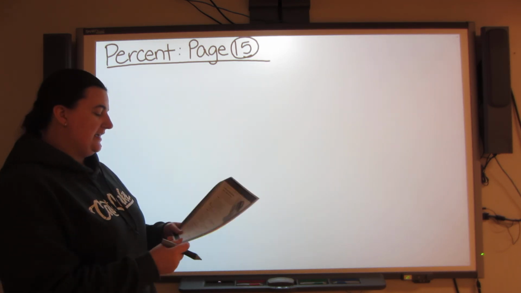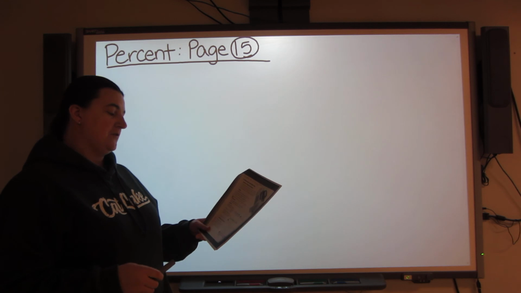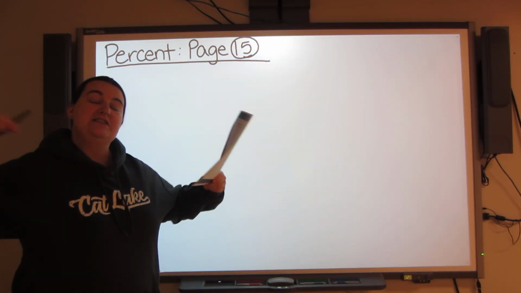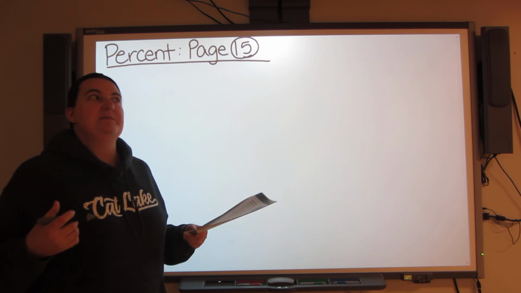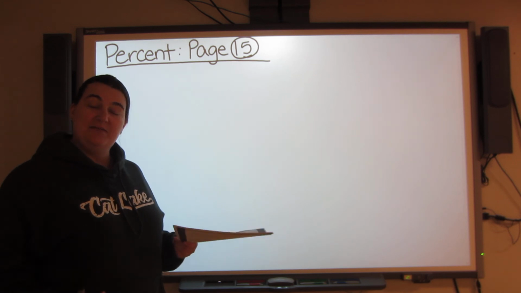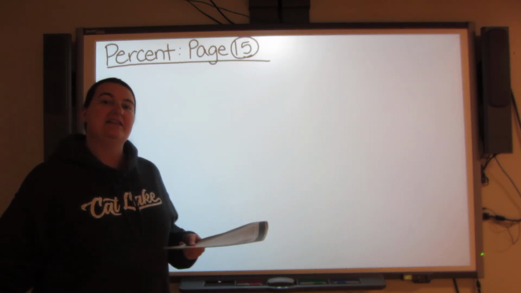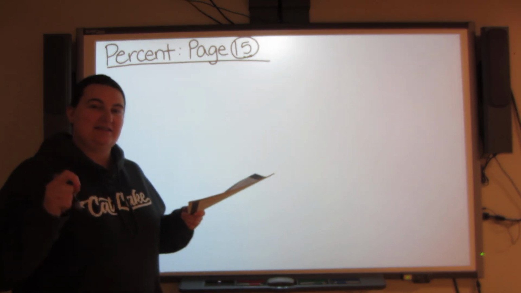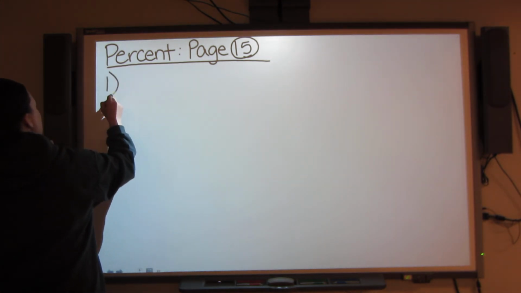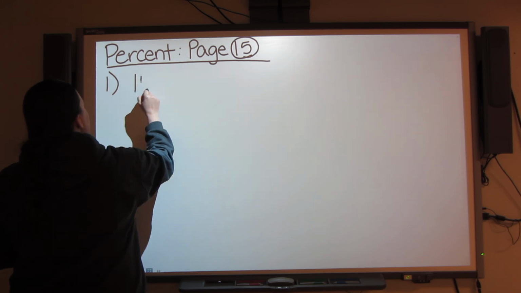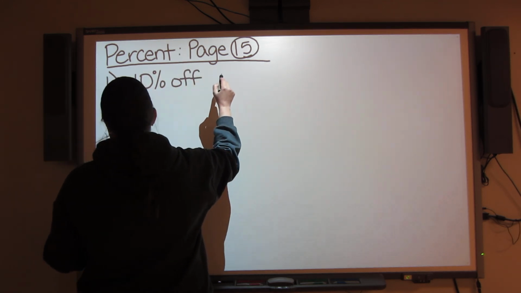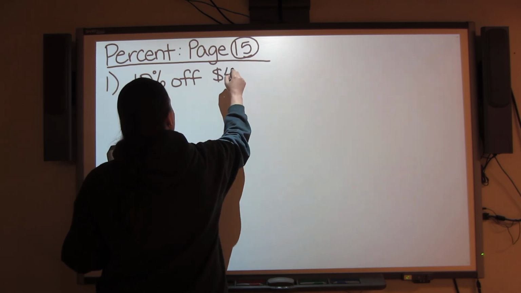So 10% off a shirt at $40. Now yes, you could do this in your head, but I need you to get used to these specific steps so that when you're dealing with more complex numbers, you'll know exactly how to do it, and the numbers won't matter, it's the steps that will matter. So let's do number 1. 10% off $40.